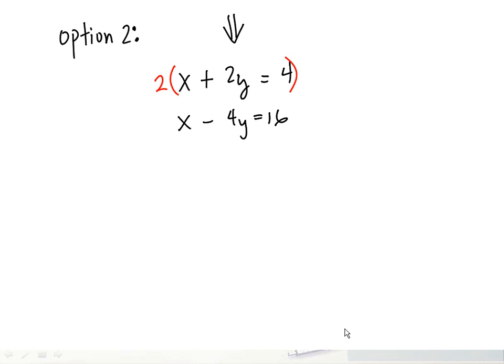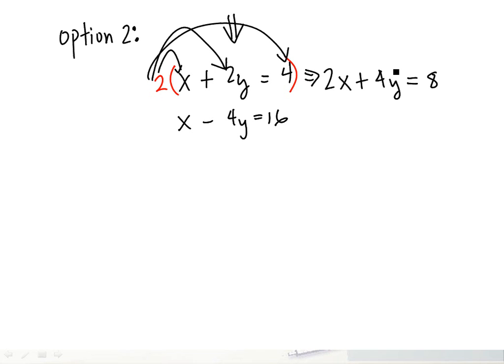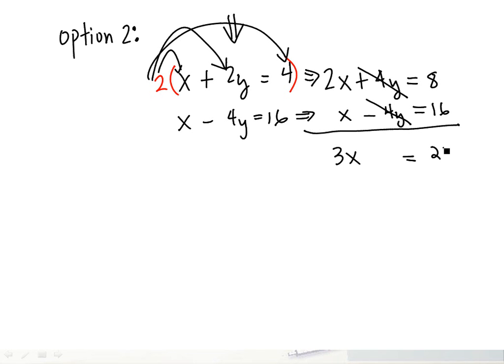Okay, so let's see what happens. If we do so, we get 2x plus 4y equals 8. Then we just rewrite x minus 4y equals 16 back over. And notice that the y's will cancel this time. And we have 2x plus x, which is 3x, equals 24. Divide by 3. We get x equals 8 first this time.